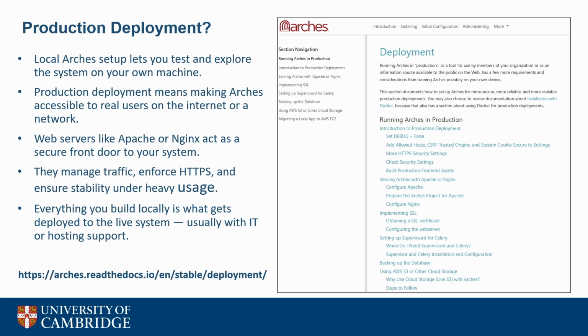So basically everything I've talked to you and shown you today gets you to a working Arches system on your own machine, so a local setup for testing and for learning. The next step, if you like what you see and you decide to go live, is production deployment. And by this I mean making your Arches system available on the internet or on a network for real users to access. This usually involves web servers like Apache or Nginx, which act as a secure front door between the internet and your Arches system.